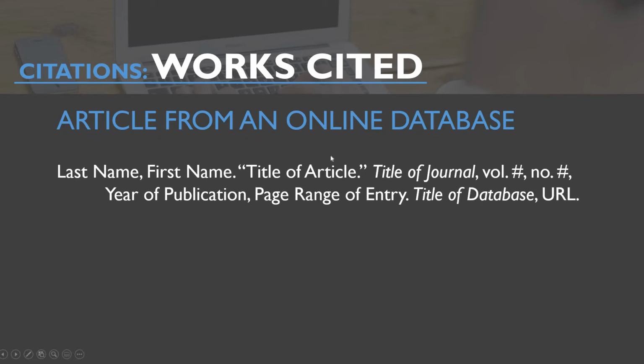We have the title of the article in quotes. The title of the journal is italicized. We include the volume number, issue number, year of publication, and page range of entry. Lastly, we want to show what database it came from, so we include the title of the database in italics, and the URL, the link to the article.